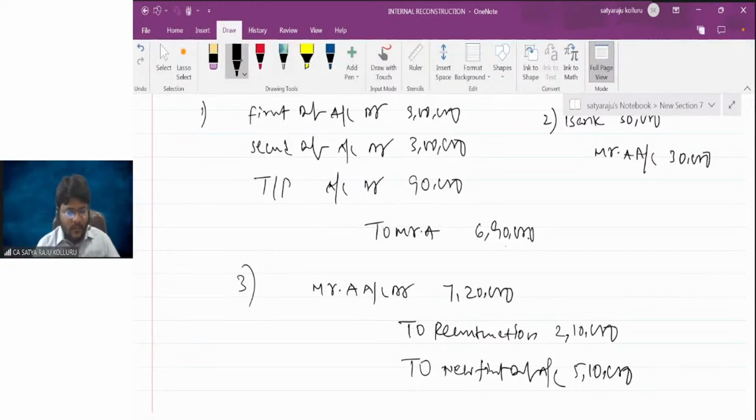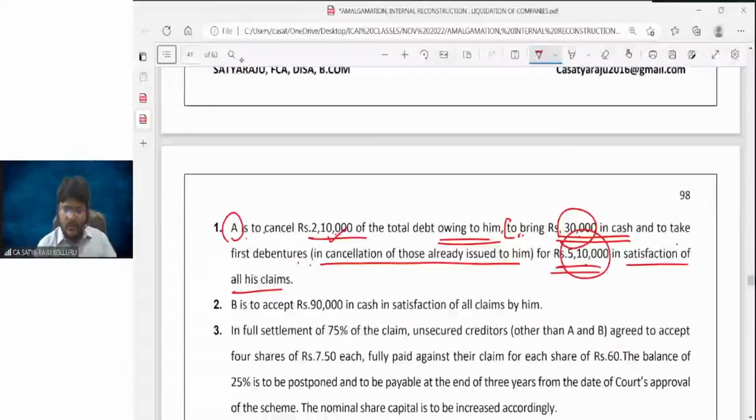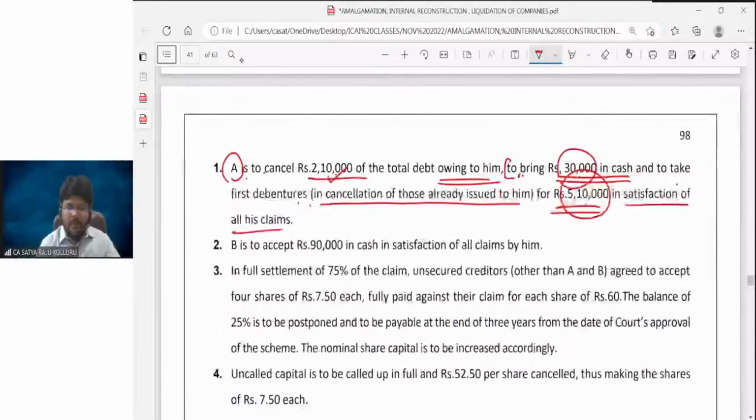Any doubt, guys? Point number 1. Let me know. Any doubt? Can I proceed? At least one person, then I'll proceed. Is it understood? Anyone having any doubt? They have jumbled the sentences to confuse you. But if you understand, you can simply go with the journal entry. Next, come to point number 2.